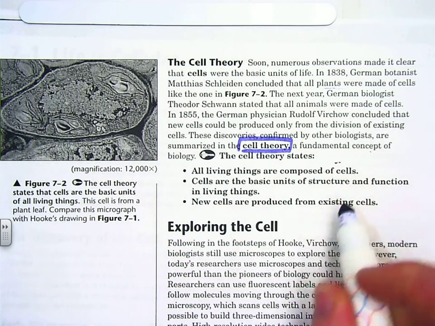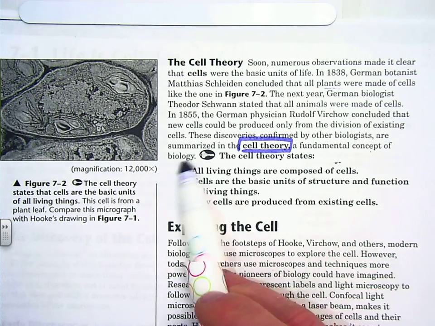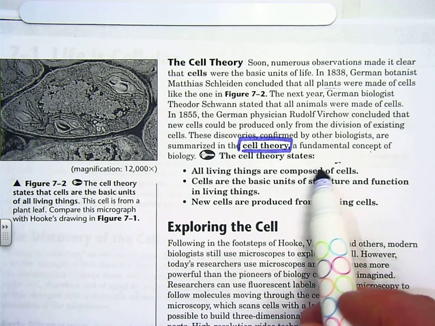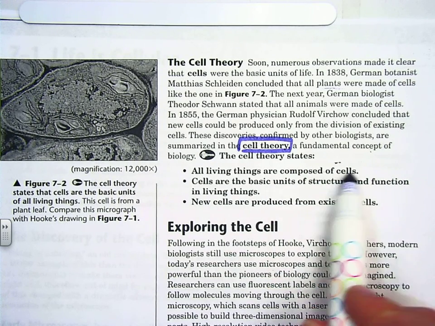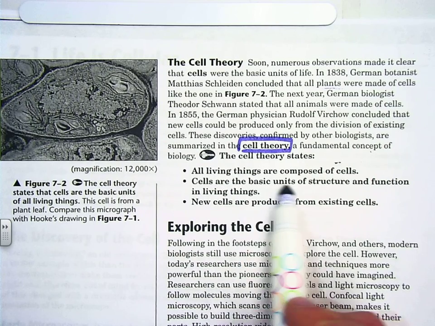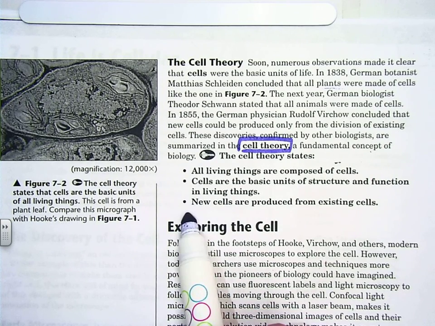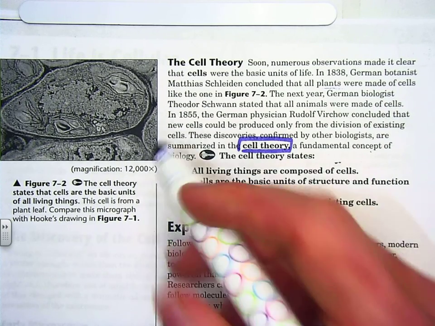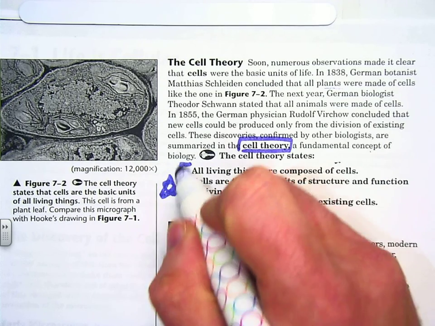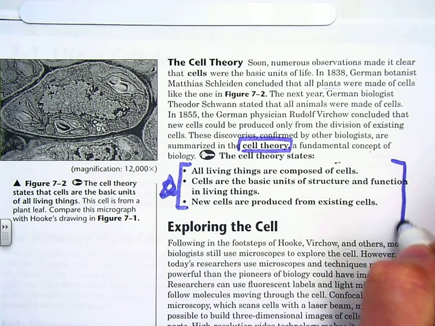Nice. Vocab word, you should know it. A fundamental concept of biology. The cell theory states: all living things are composed of cells. Cells are the basic unit of structure and function in living things, and new cells are produced from existing cells. Oh, man, this looks like a good quiz question. What do you think?